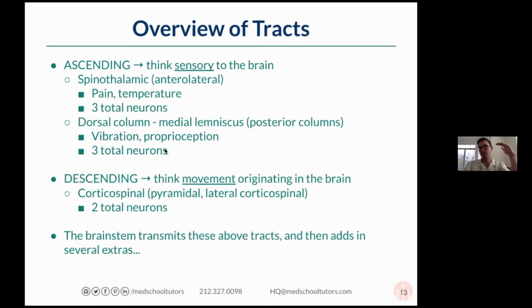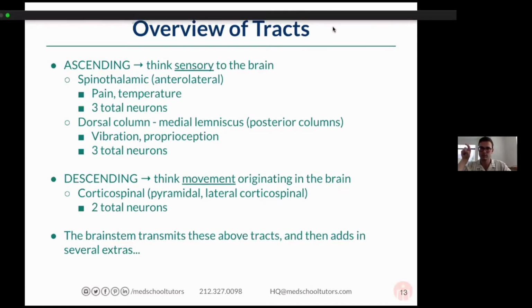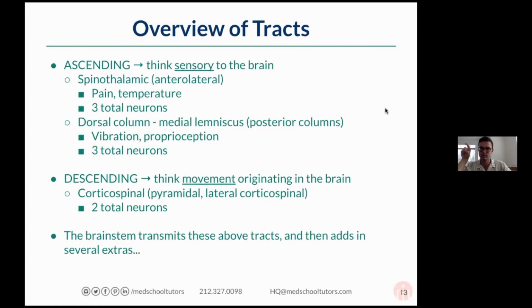So the first one is going to enter the spinal cord, synapse, cross, and ascend some levels, and then it's going to run up the opposite side of the cord and make it to the thalamus, to which nucleus of the thalamus? Good, Oliver, so the VPL. And then we'll distinguish that from something else. So it's going to go to the VPL and then from VPL to the sensory cortex.